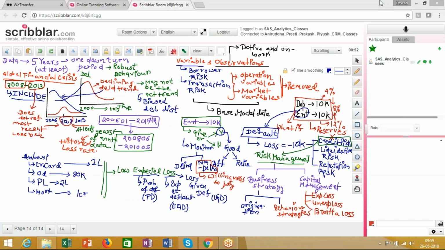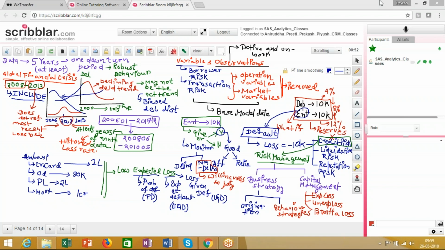I'm trying to assess how much probability of default is there. What are the chances that the borrower can default in the next 12 months? What would be the estimated exposure in the next 12 months given that the account defaults? And if the account defaults, how much is the expected loss? What is the loss given the default that I can get?